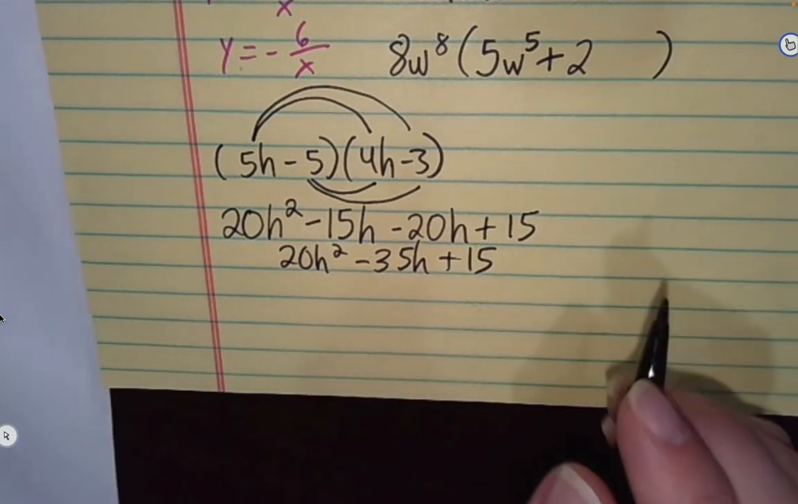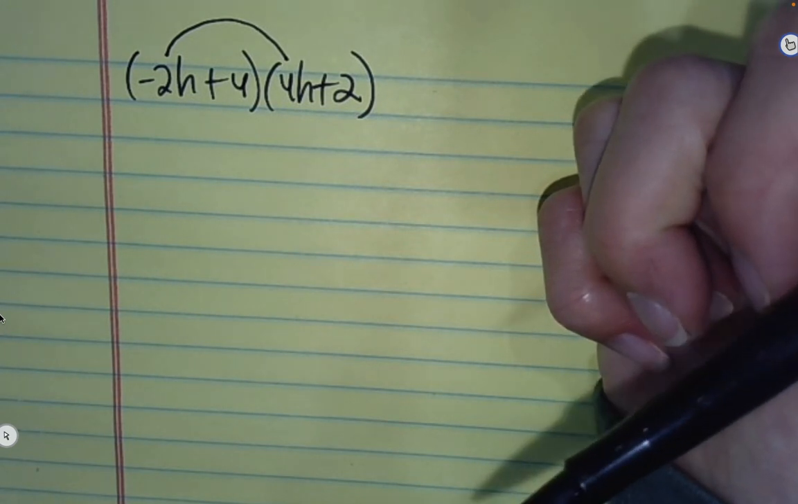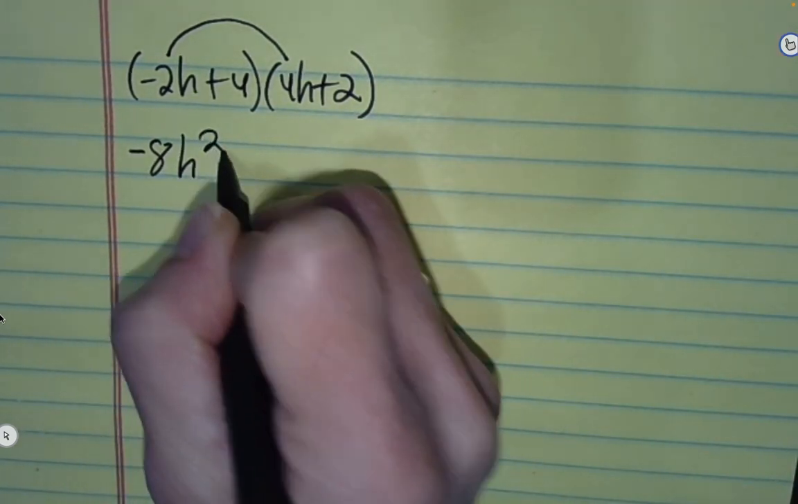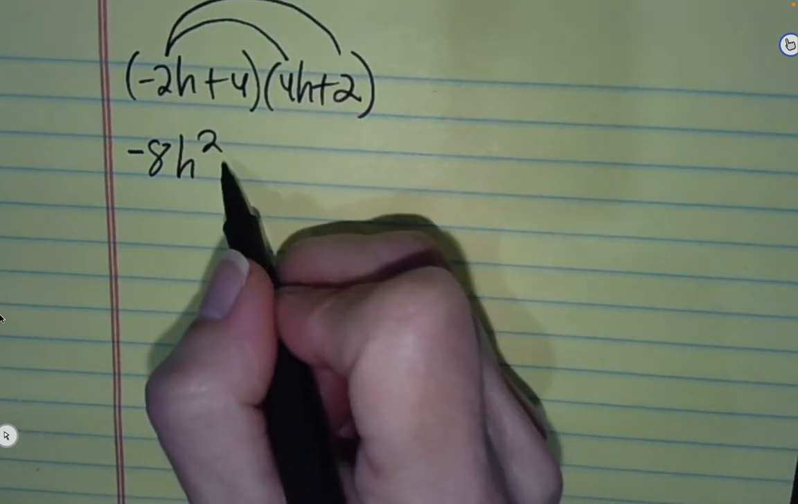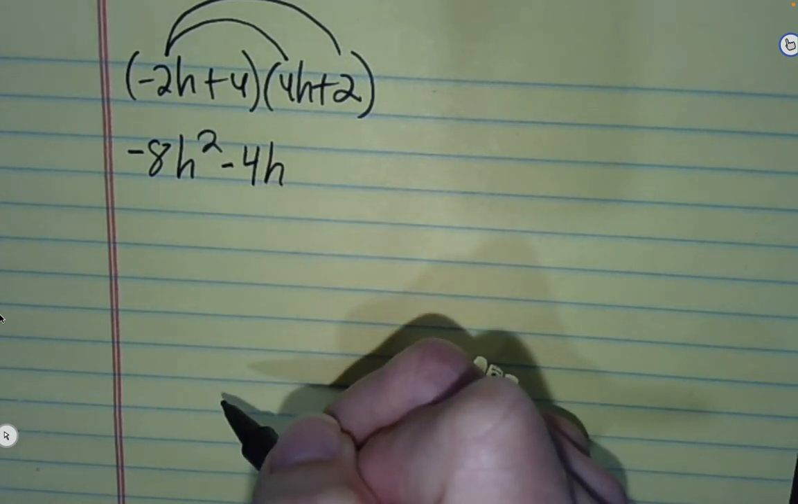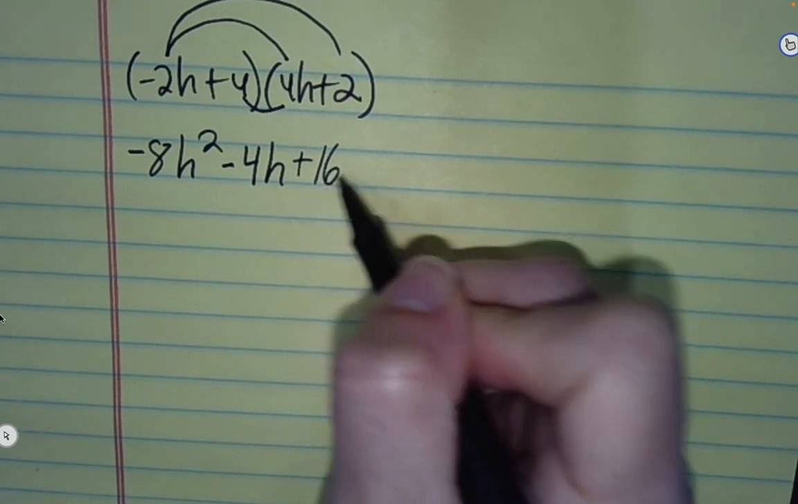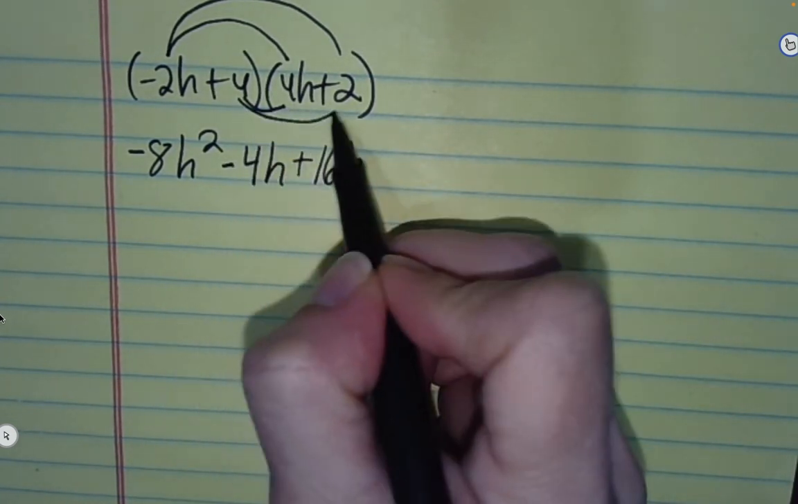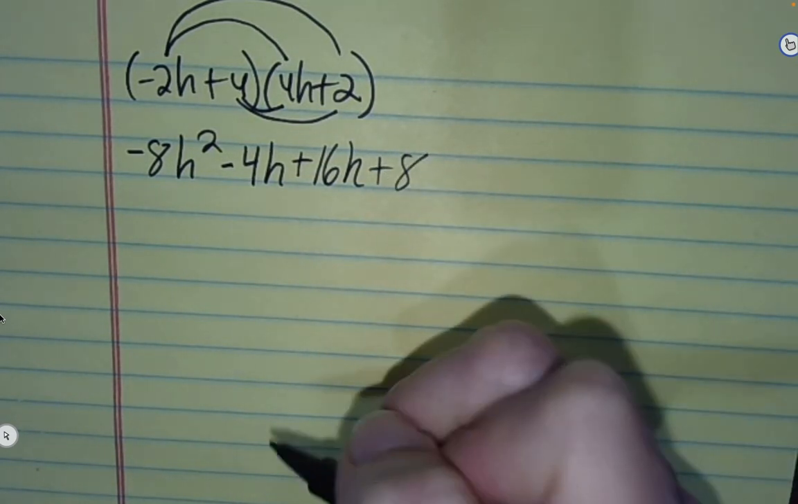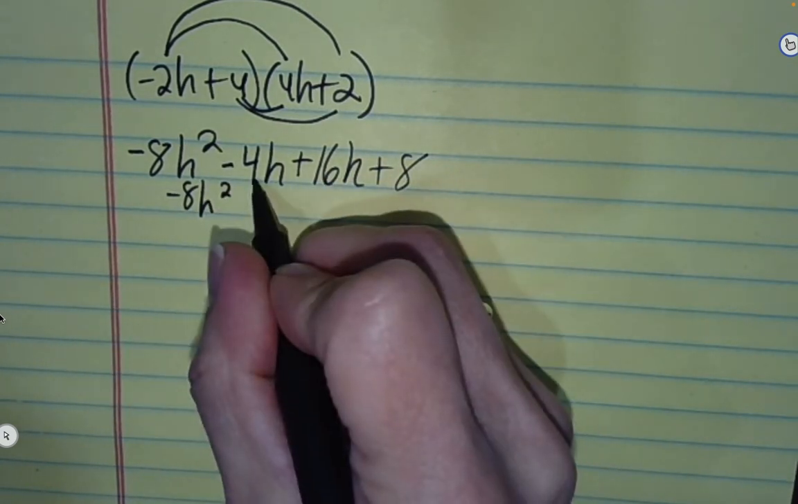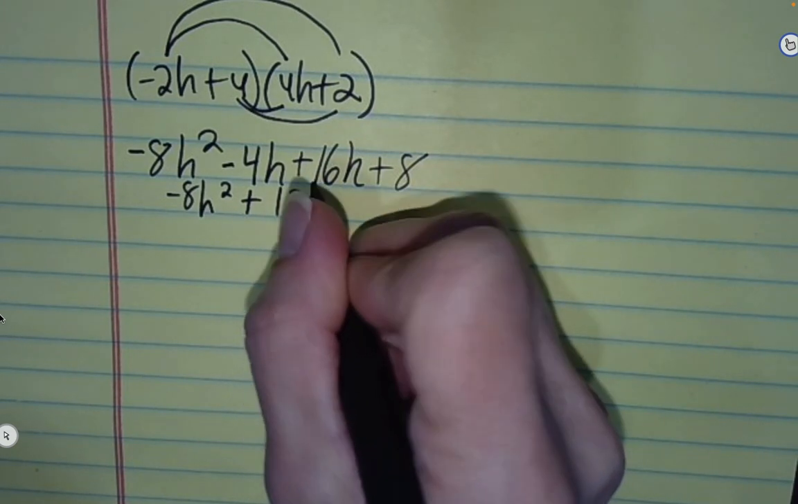Yeah? All right, so the next problem we have, I'll turn it over. Negative 2h plus 4. I didn't do this one yet, did I? And 4h plus 2. So I'm going to take negative 2h times 4h. Negative 2 times 4 is negative 8 h squared. Very good. Negative 2 times 2, negative 4, and we had an h. 4 times 4, 16, and I have 1h. And 4 times 2 is 8. Can you combine anything? Negative 4h and 16h. That's right. Negative 4 plus 16 is a positive 12.